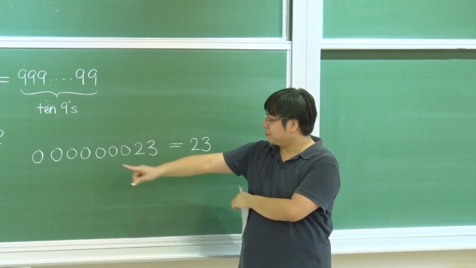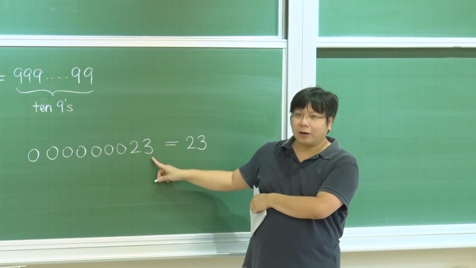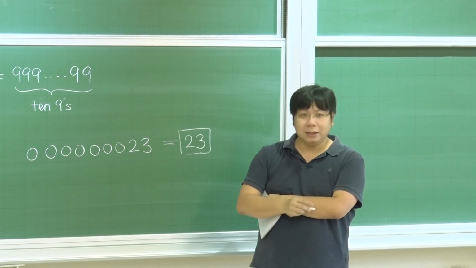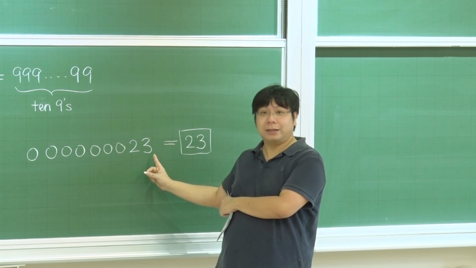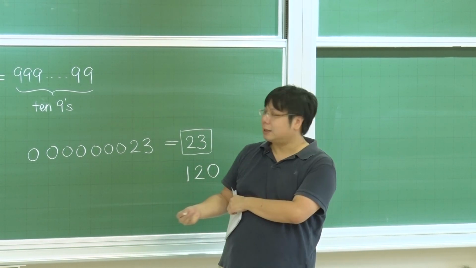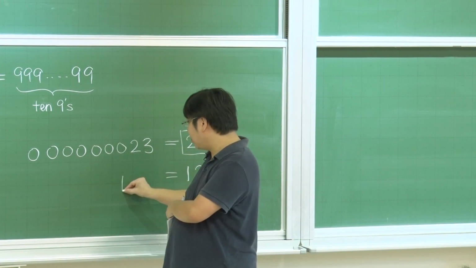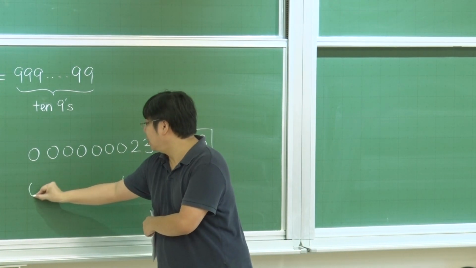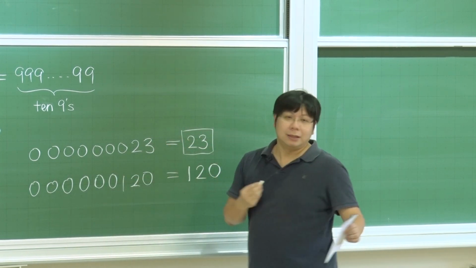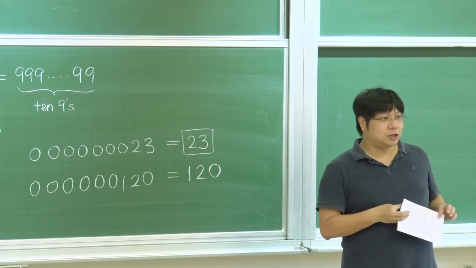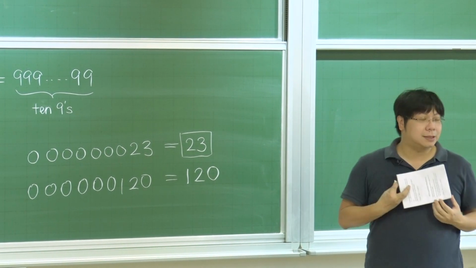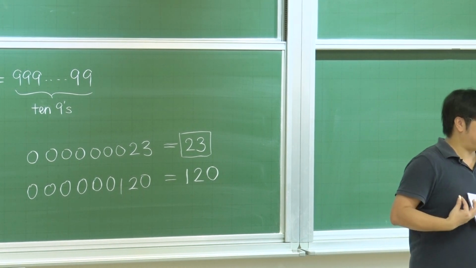So if the original number, 23 let's say, does not contain a 1, then this representation also does not contain a 1. If the number, let's say 120, contains a 1, then the representation will also contain a 1. So you have 0, 0, 0, 0, 0, 0, 0, 1, 2, 0. That means we just need to consider all the 10-digit numbers. How many of them do not contain 1? How many?